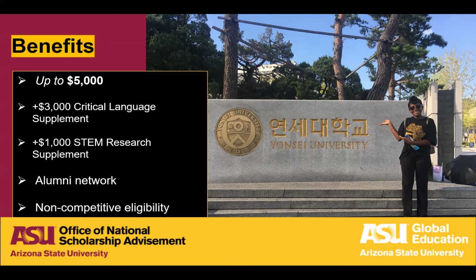In addition to the Gilman Scholarship, there are two supplemental awards that you can apply for if eligible. If you are going to be studying a critical need language, and these are 16 specific languages that the Gilman Scholarship has deemed critical need, then you can apply for the supplemental award of $3,000. So it ups the total amount that you are eligible for to $8,000.